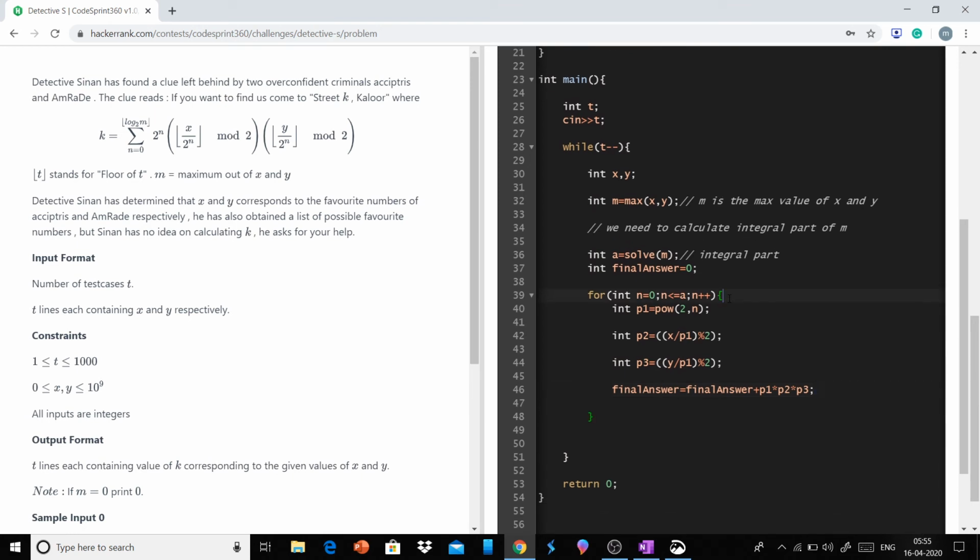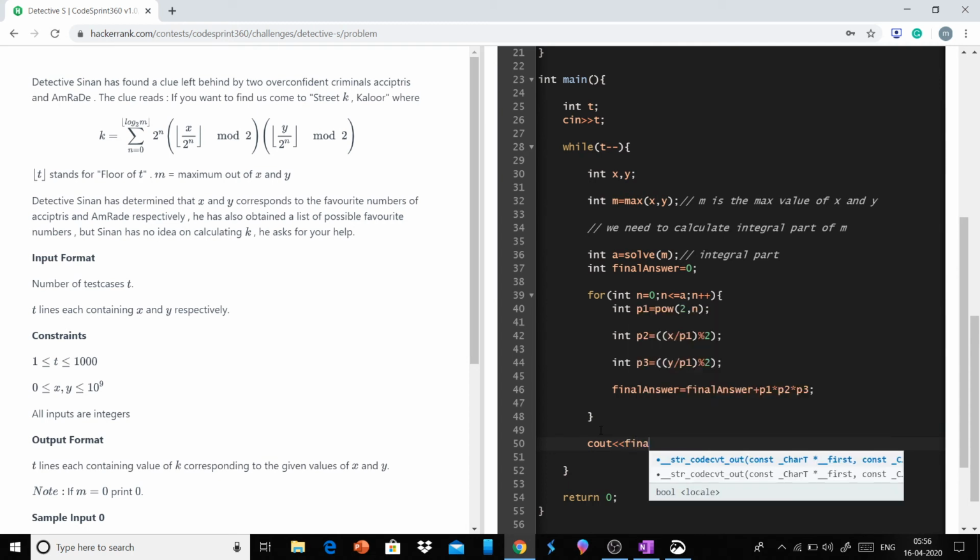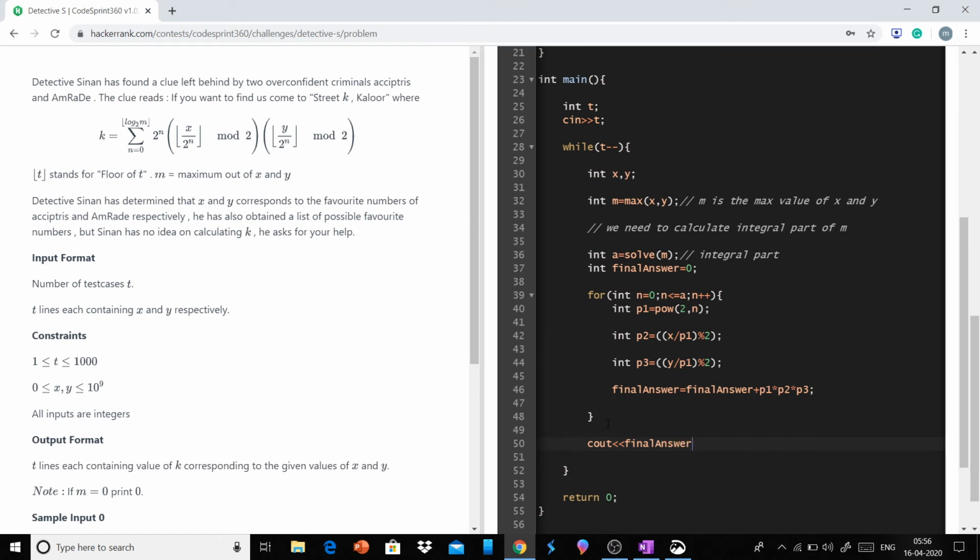And after the outside for loop I will do cout final answer, and let me do endl and the line.